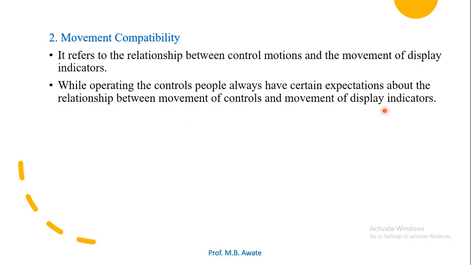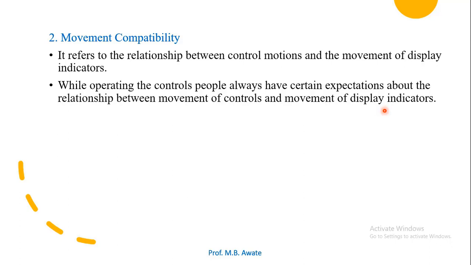So there is something in the mind of the people that there has to be some relationship between controls and movement of displays. Just like I am having in my hand a bolt and a nut, and if I rotate the nut clockwise, it will move forward and the assembly will get tightened. If I rotate the nut in the anti-clockwise direction, it will get dismantled. Means rotating clockwise indicates that we are fitting the component, and rotating anti-clockwise indicates that I am dismantling the component.